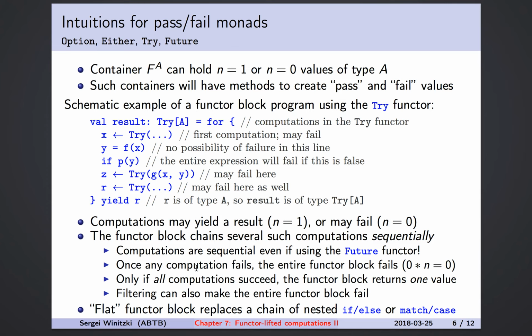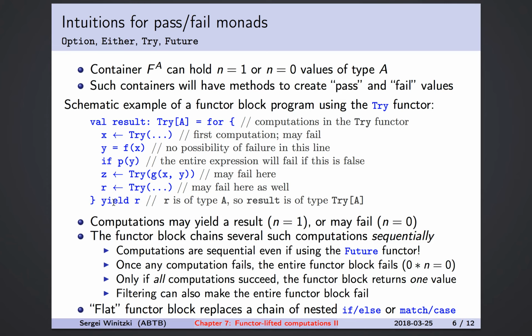And if all the computations succeed, if there's no failure in any of them, so for option, failure means none. For either, failure means a left. For try, there's a failure constructor. For future, there's a failure constructor. Only when all of them are successful, then this entire functor block will have a value as a result, just one value. Also, filtering can make it fail.